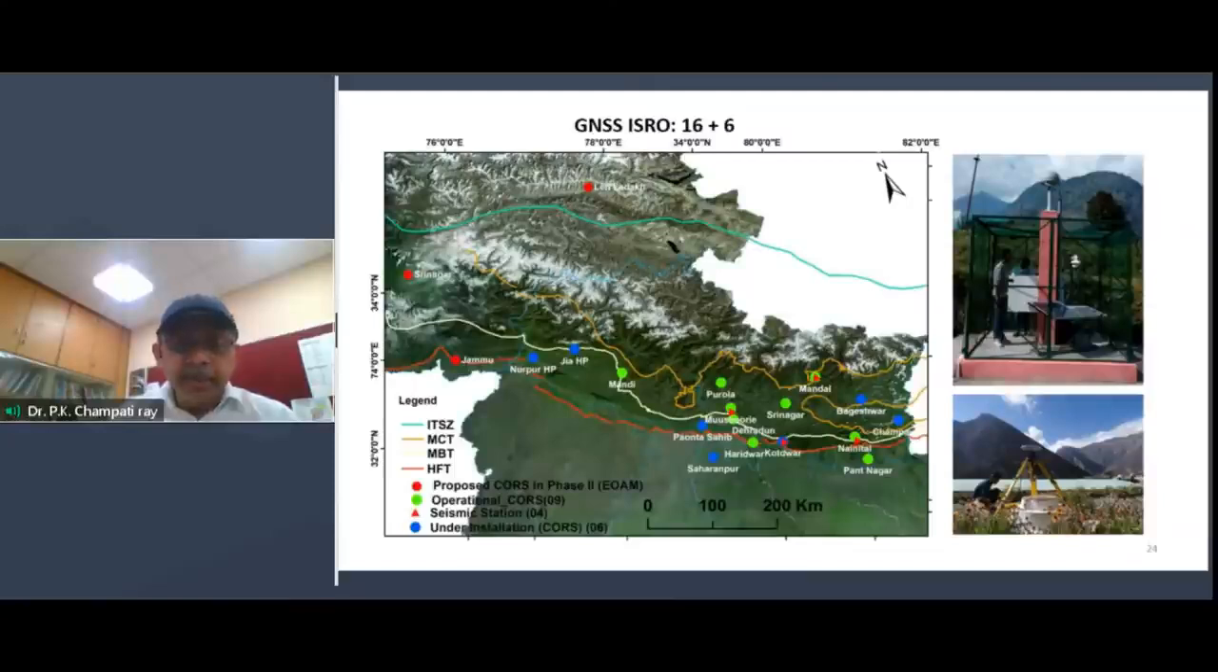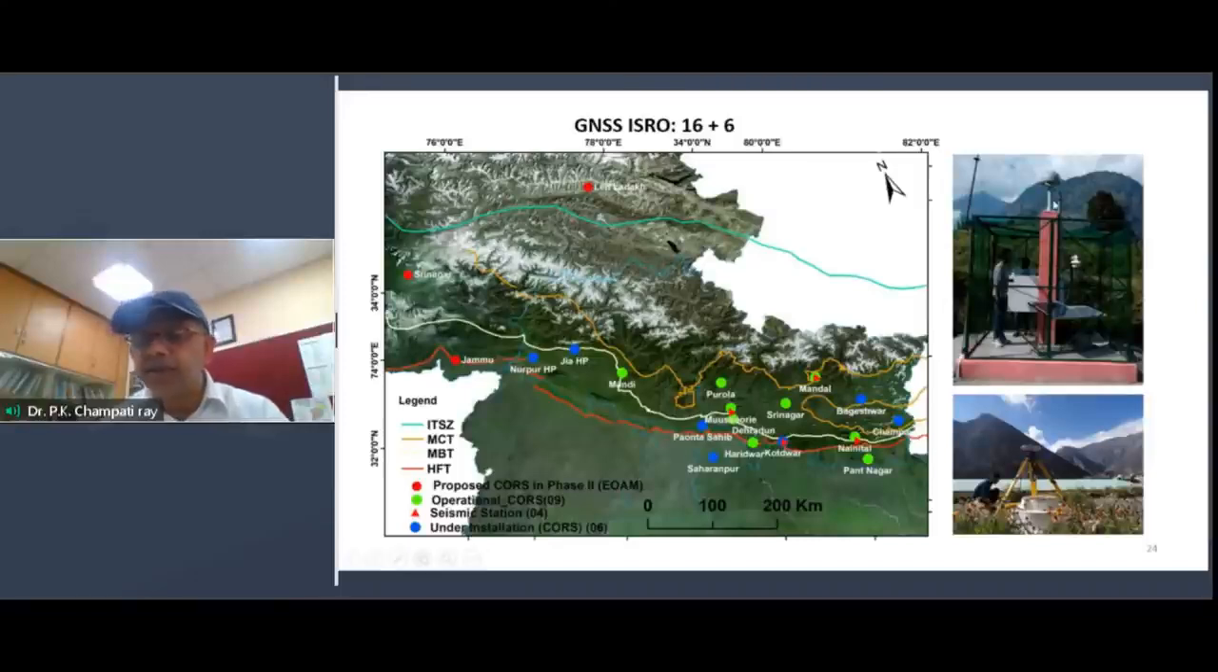So you can see our installation, and we have done the installation at some places. Still installation is proposed. Some we have completed. So we have the seismic stations, and we have the permanent GNSS station, how it looks like. So we have a very systematic way of making the permanent stations on which the receiver is there.